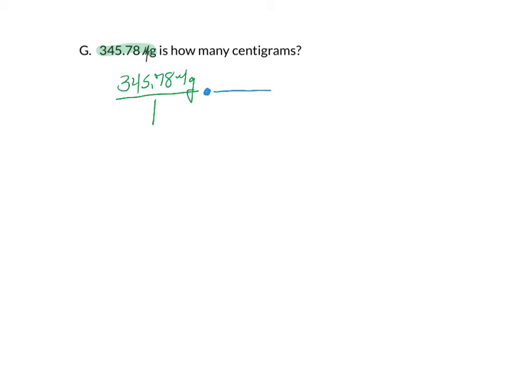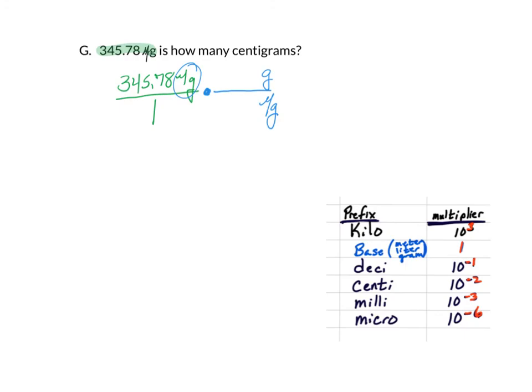We see the micrograms is on top, which means we should have micrograms on the bottom and grams on the top. So now we'll need to figure out how many grams there are for 1 microgram. At this point, you should have the ratio memorized. There is 1 microgram. There's 10 to the negative 6 grams. Since the micrograms cancels out, we now will go from grams. We're going to put grams on the bottom, and we're going to go to centigram on top. And again, you should already know this ratio. We know that 1 centigram is 10 to the negative 2 grams.